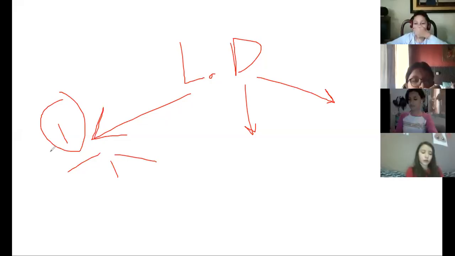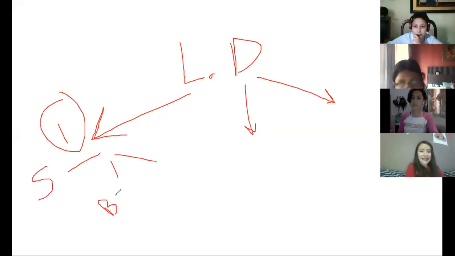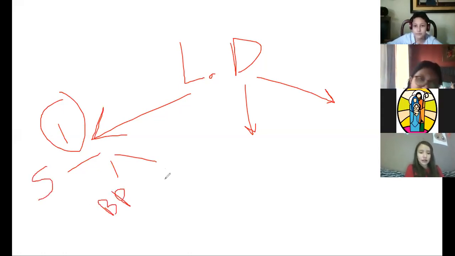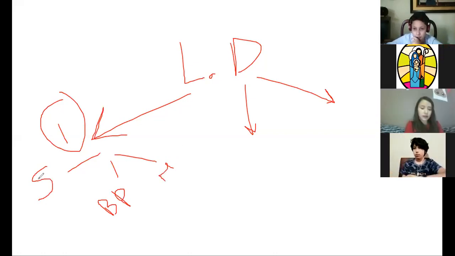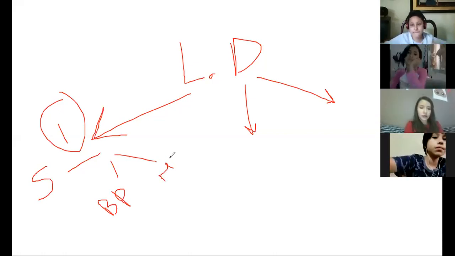Can someone tell me the three parts that make up the first line of defense? The skin, breathing passages, mouth, and stomach. Very good. Skin, breathing passages, and the third one is mouth and stomach. Now, the skin has how many mechanisms of defense?